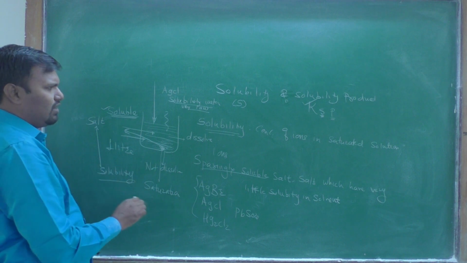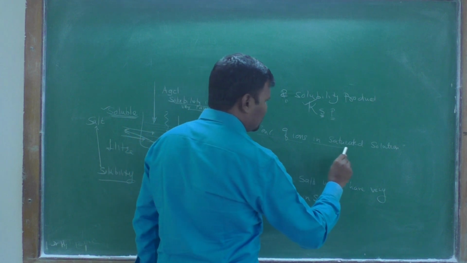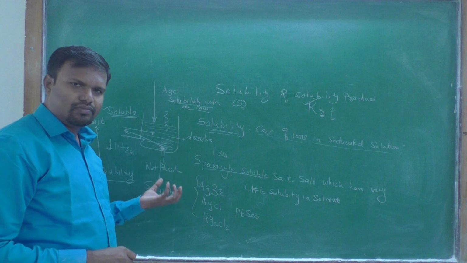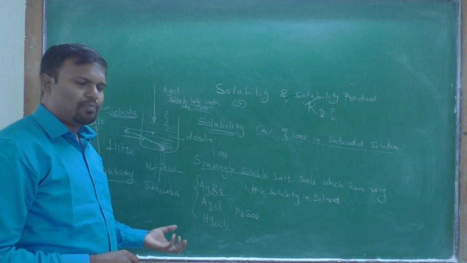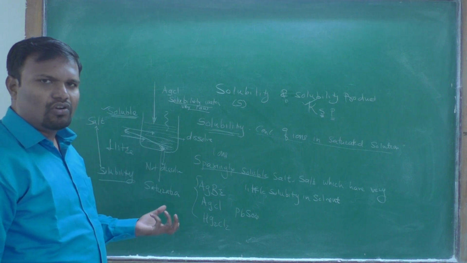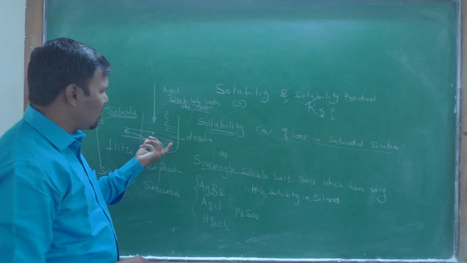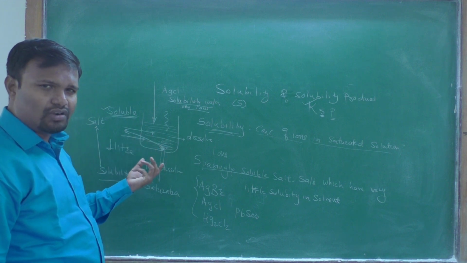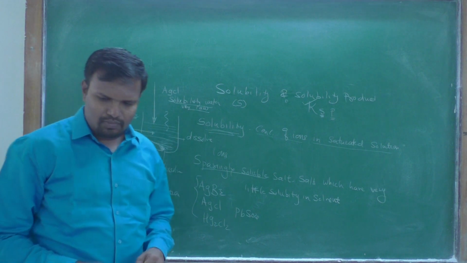Therefore we have defined solubility as the concentration of ions in a saturated solution. You add the sparingly soluble salt, and beyond a particular point, further addition of AgCl will not give ions or dissolve. That point is the saturation point, and the concentration of the ions or the salt at the saturation point is nothing but the solubility.